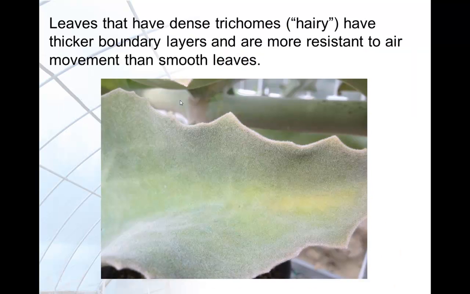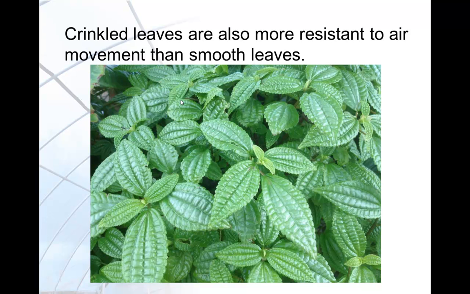And then also the surface structure of the leaf affects the friction, therefore the thickness of the boundary layer. So leaves that have dense trichomes, the hairy leaves like this, definitely have thicker boundary layers, therefore more resistance to air movement than smooth leaves. Crinkled leaves are also expected to have thicker boundary layers compared to smooth leaves. So those are additional factors coming from the plant, in addition to the leaf size.